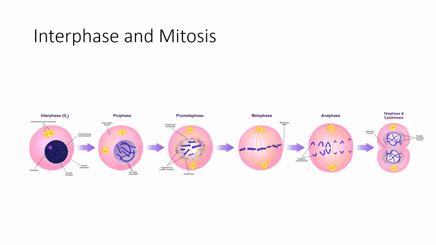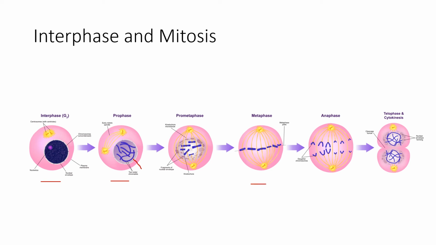Here's an illustration of interphase and then mitosis. Starting with interphase, cells actually spend most of their time in interphase. And again, it's a growth period. It's time for the DNA, which is the chromosomes, to be replicated or copied. And then the cell will go into prophase, where the chromosomes become more distinct, and into metaphase.